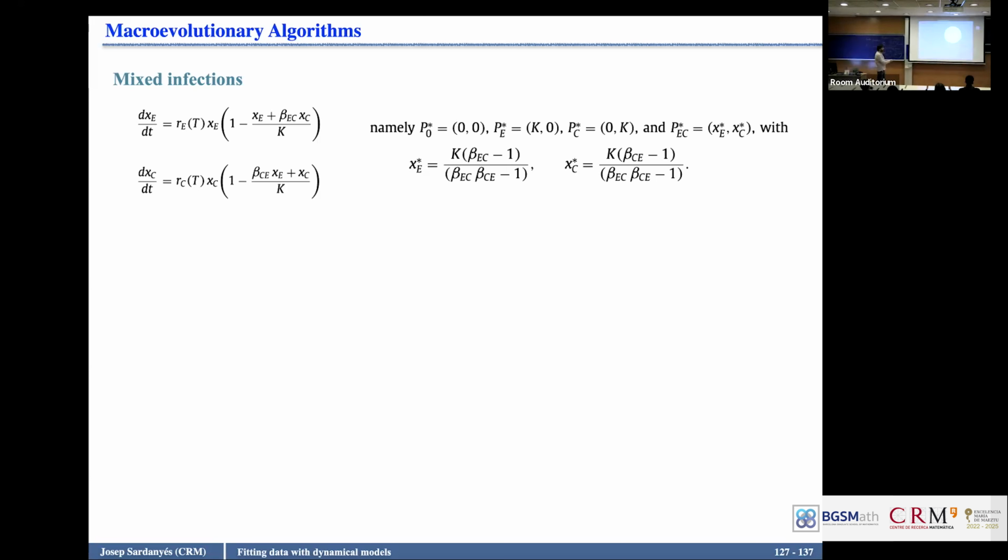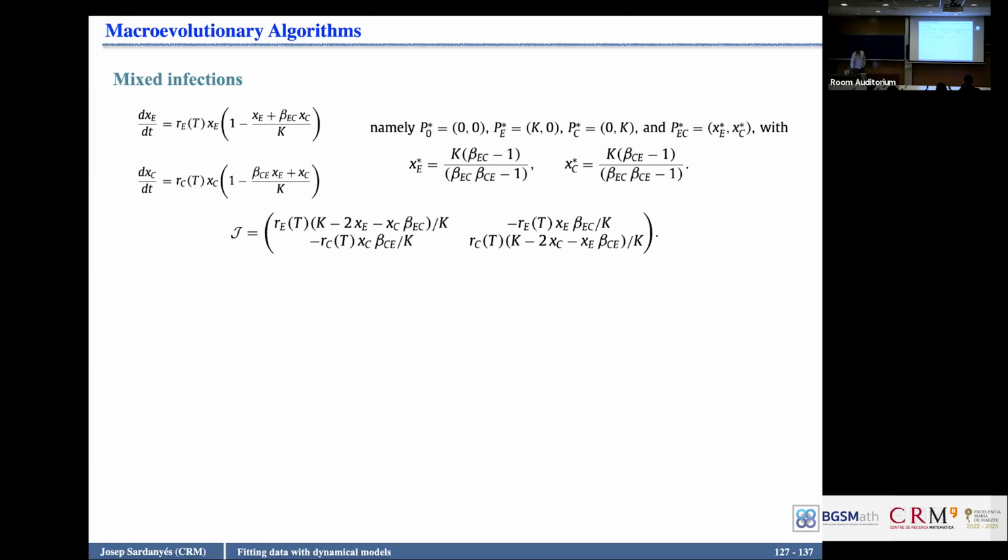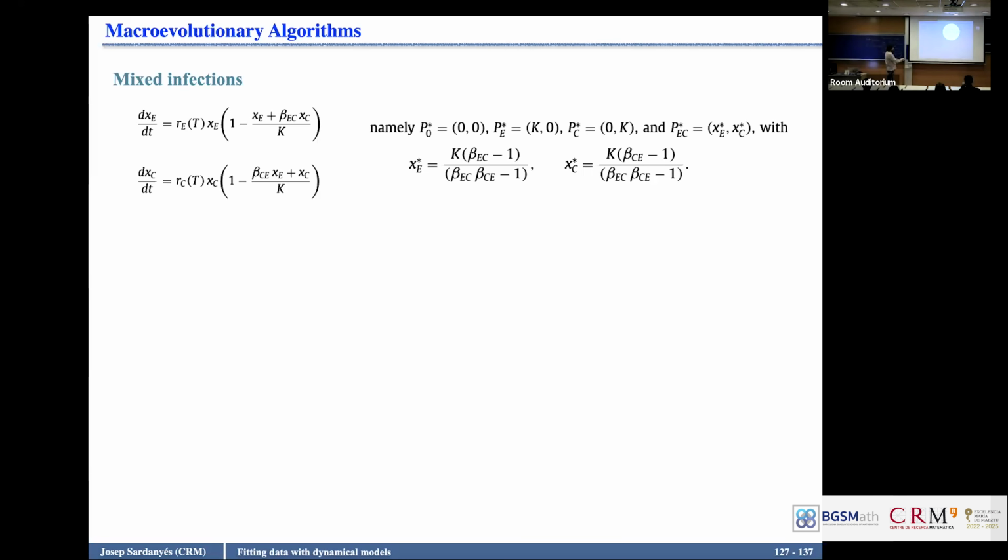And these values do not depend on temperature. I mean, they do not depend on R. But as in the previous system for single infections, temperature has an effect on dynamics. Okay, in our experiments, what we saw, and I will show you very soon, we have coexistence of the 2 viruses over time. So we are in a scenario where this fixed point, PEC, is stable. Because the system has an interior equilibrium, because we have the 2 populations.